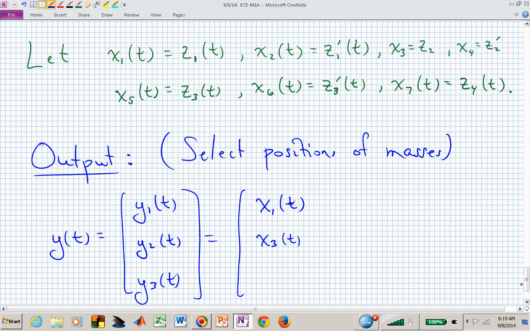Finally, the third output we said is the third mass position, which in our way of describing or defining the state variables is now x sub 5. The output is a 3-dimensional vector. It's 3 by 1. We have 7 states, 2 inputs, and 3 outputs.